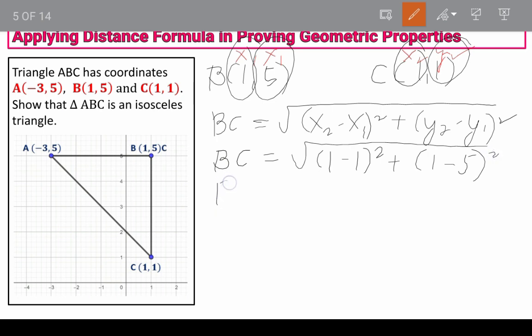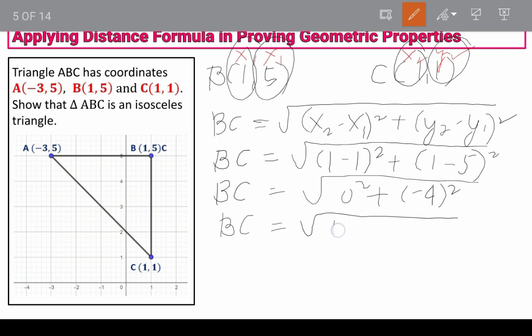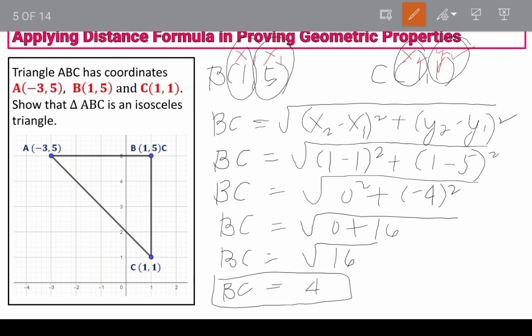So let's simplify. BC is equal to the square root of 1 minus 1 is 0 squared, plus 1 minus 5 is negative 4. So you have negative 4 squared. Again, let's further simplify. 0 squared is 0 plus negative 4 squared, or negative 4 times negative 4 is positive 16. So again, you have square root of 16. And I told you a while ago that we're going to simplify it into 4. So the distance from point B to point C is also 4 units.